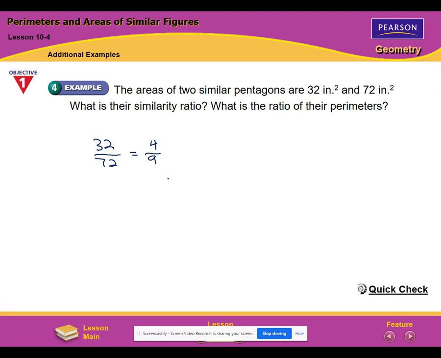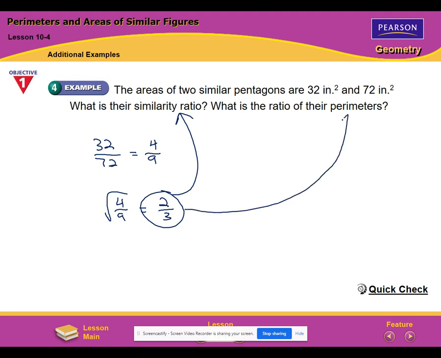Okay, now understand, and this is the key point to this lesson, 4/9 is not the similarity ratio. 4/9 is still on level 2. All you did was reduce a fraction. To take it from level 2 to level 1, you have to square root that fraction. That would be 2/3. 2/3 is the similarity ratio. 2/3 then would also be the ratio of their perimeters.